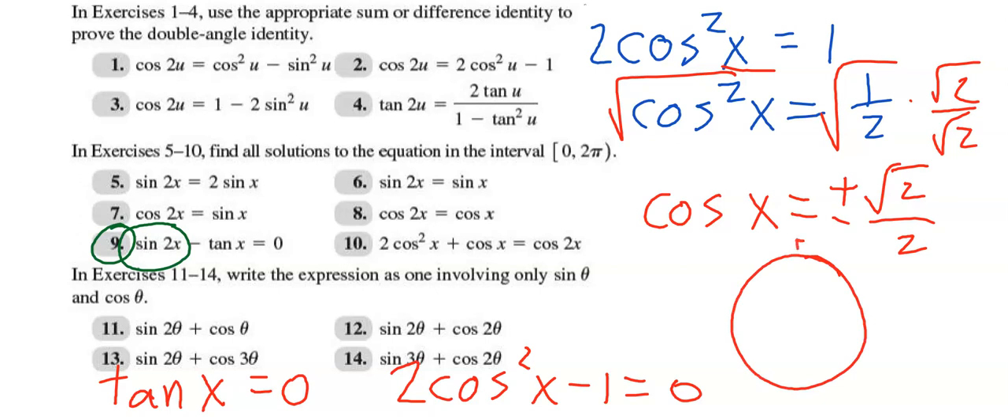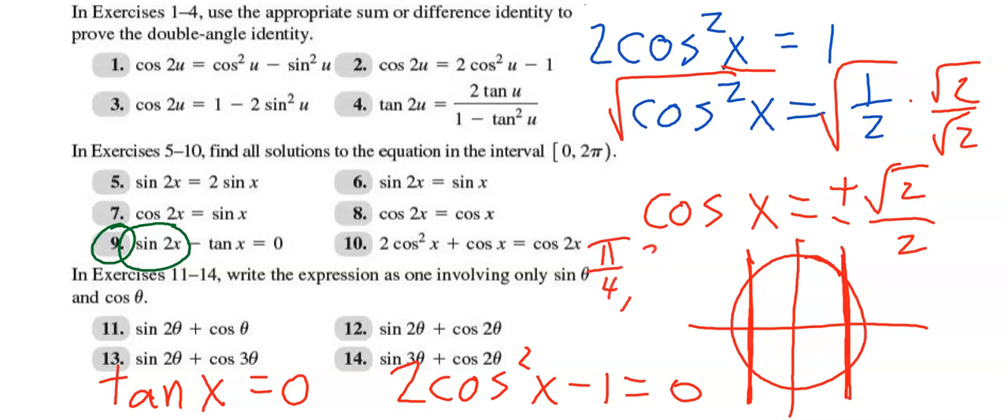Okay, so now we start thinking circle. Cosine, is that x value, y value, or slope? X value, so we got radical 2 over 2 and negative radical 2 over 2. So what are the 4 answers you get out of that? Pi over 4, yep. 3 pi over 4. 5 pi over 4. 7 pi over 4.